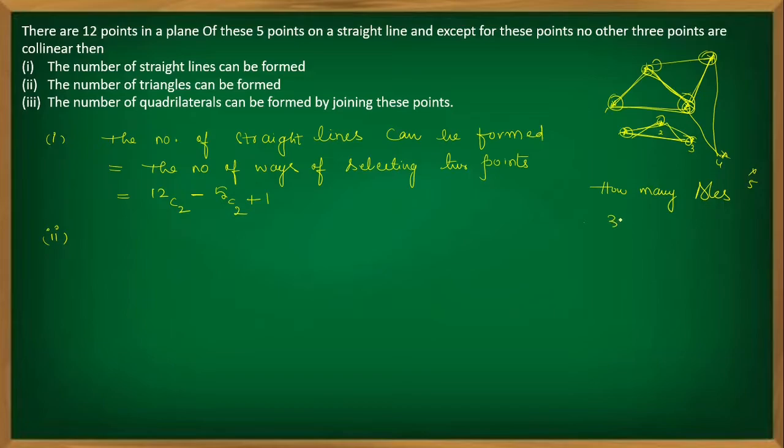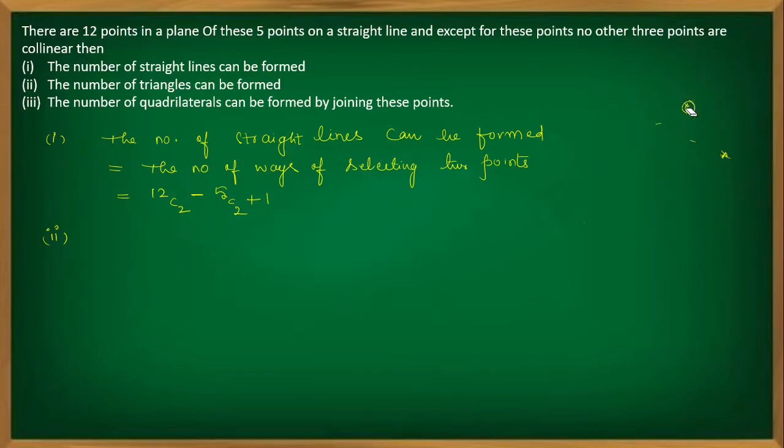So 3 points give you one triangle. How many 3-point selections are there? That many triangles you are going to get. So the equivalent question is, how many ways can you select 3 points from these 12 points? Here we have 12 points, and from 12 points, how many ways can you select 3 points?